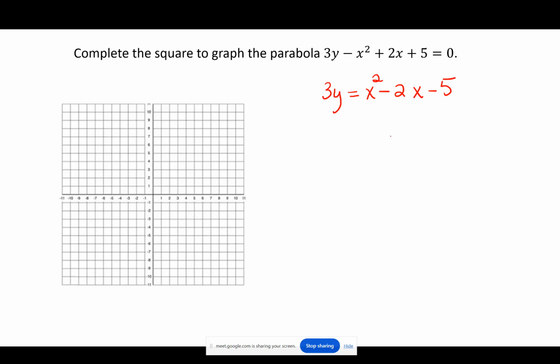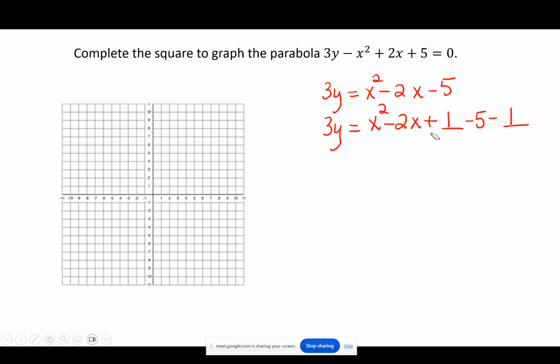We are going to complete the square on the right side so that we can get x minus h quantity squared plus k. So to do that, we will write x squared minus 2x plus blank minus 5, and then we're going to subtract that same value, whatever we put in that blank. The number that goes into that blank is half the x coefficient squared. So half of 2 is 1, square it, and that's 1. We're going to add 1 and subtract 1.